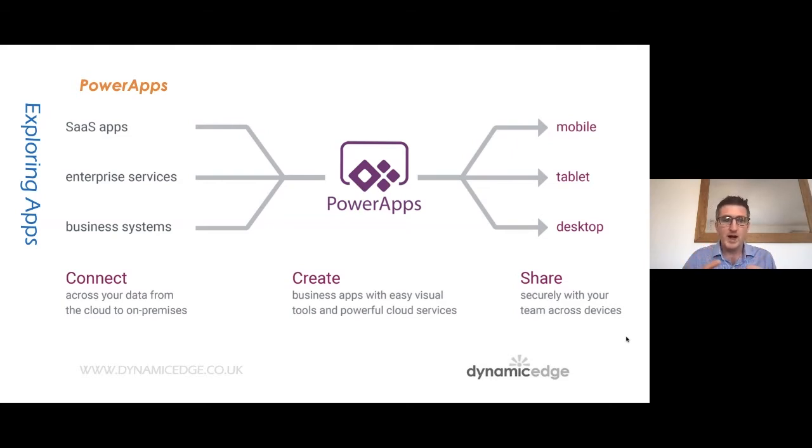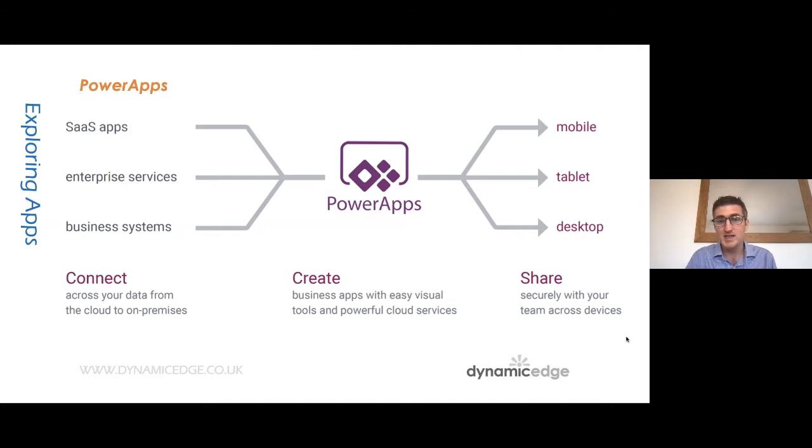So when we've got Power Apps, okay, we can connect across your data from the cloud to on-premise, okay. So wherever you've got the data that you want to hold, we can connect any data that we've got into the Power App. So for example, in the example I'm going to use later on, we've got a SharePoint list. That's where the data is held. The Power App interacts with that data, and it allows the user of the application to go in and use that data or to create new data for that. And that goes in the middle box there, create.